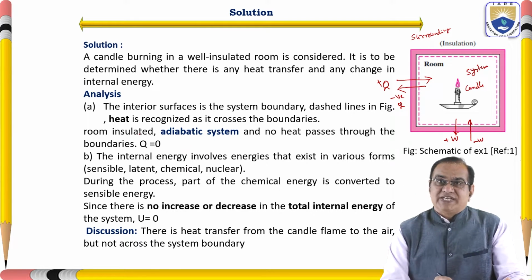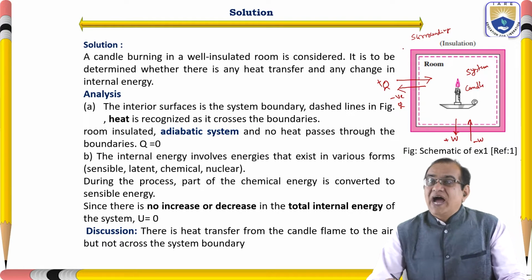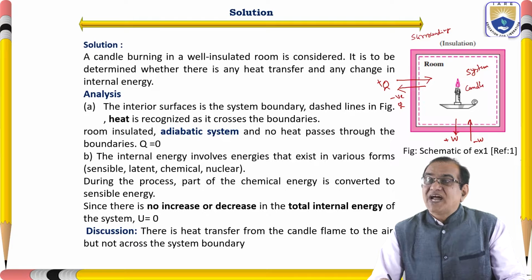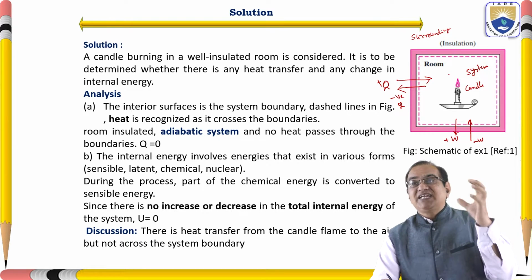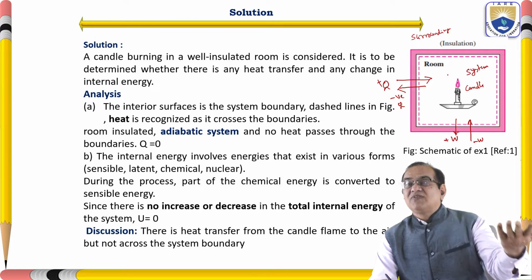Since the room is insulated, it is given here that the room is insulated, the adiabatic system, and no heat passes through the boundary. So either it is insulated, heat will not go inside or heat will not come from the inside. Candle is burning inside, but heat will not go outside as the system is insulated and it is an adiabatic process. In adiabatic process, neither heat will go inside nor heat will go outside.